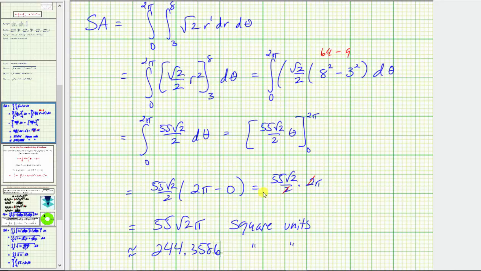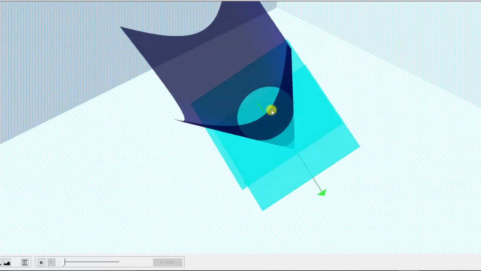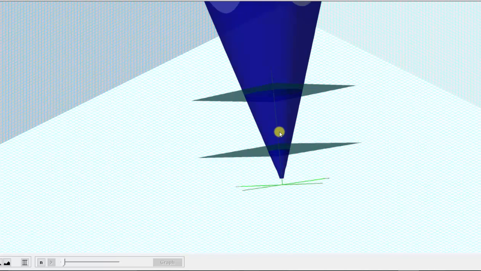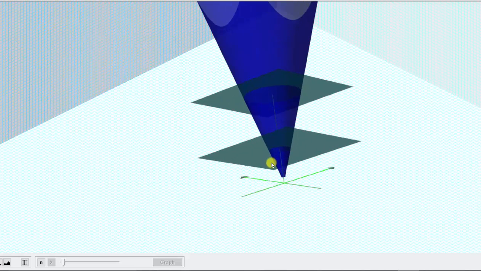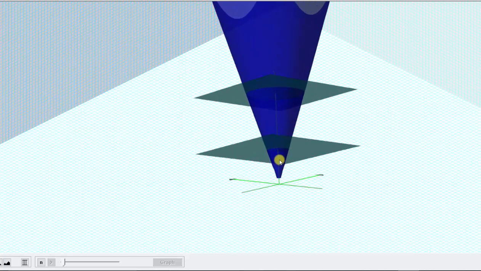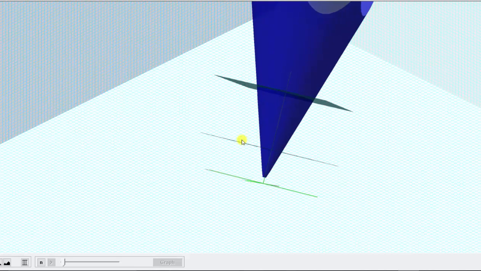So if we go back to our graph one last time, we now know the surface area of the cone bounded by these two planes is exactly 55 square root 2 pi square units, which again is approximately 244.3586. I hope you found this helpful.